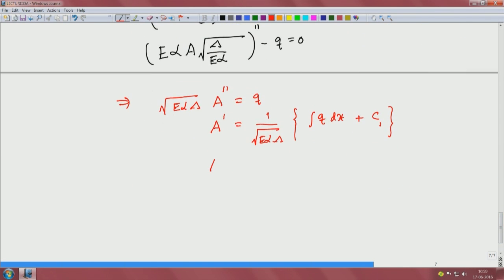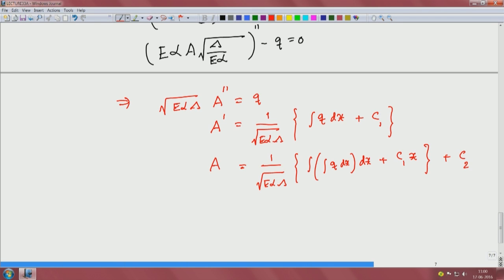And then one more time if I do, I will get 1 over square root of E alpha lambda, and then we will have this one more integral of q dx plus c1 x, and then we will have c2.